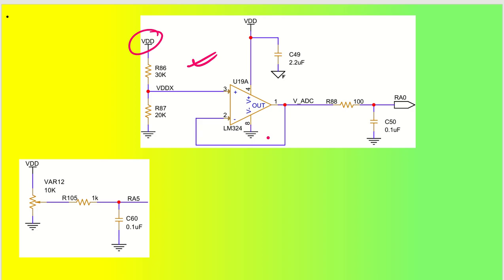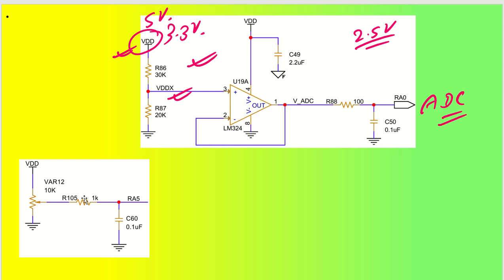Let us say we have this kind of circuit where VDD has to be monitored continuously. Let us say it is around 3.3 volt or let's say 5 volt, anything is fine. In that case we design circuits like this, R86 and R87, in such a manner that VDDX is a voltage well below the ADC voltage reference, let us say a 2.5 volt reference. Then we send it to my buffer, then it goes to a low pass filter, and then it goes to my ADC input line.